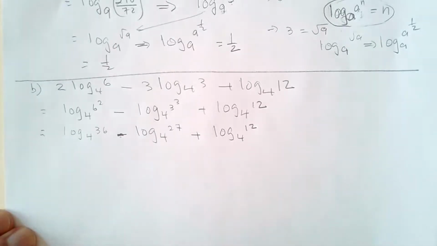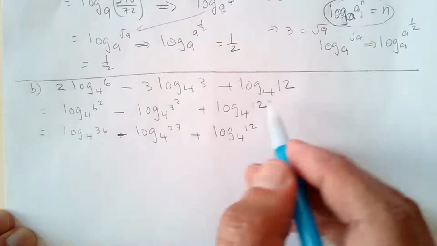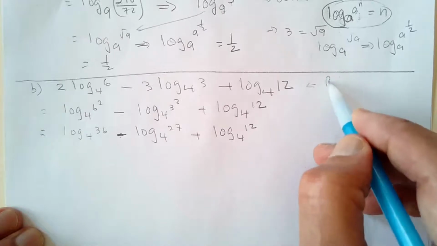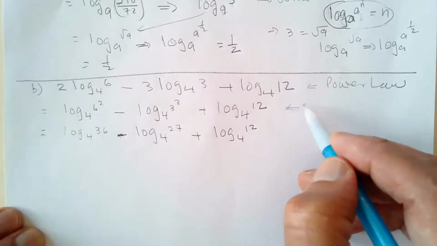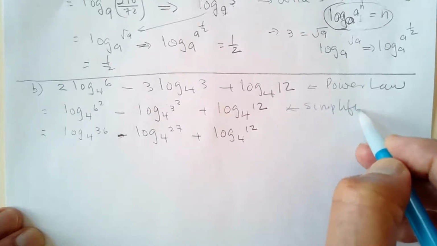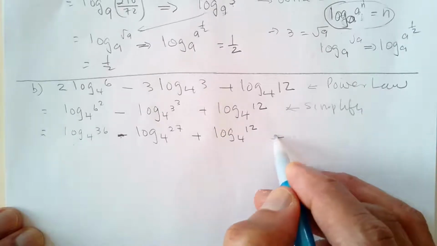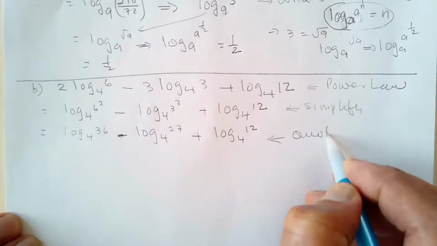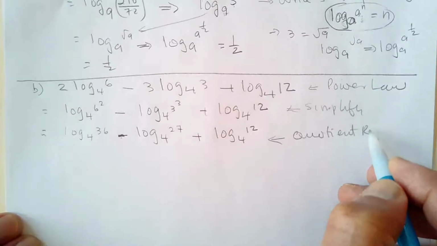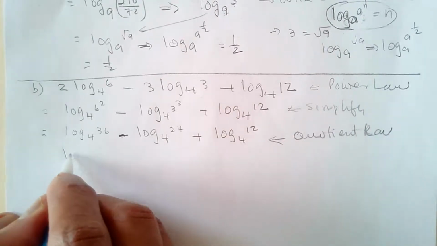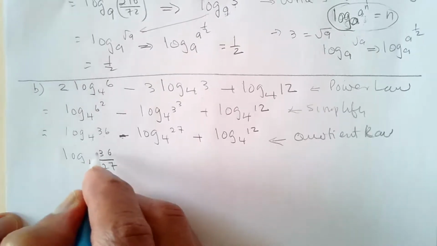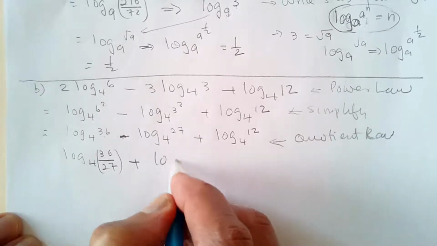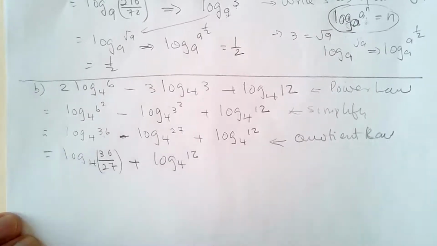Now we work from left to right, same as your order of operations. So the first step here, we apply the power rule, power law. But then we simplify. Next, we are going to apply our quotient rule. So this gives me log base 4 of 36 divided by 27 plus log base 4 of 12.